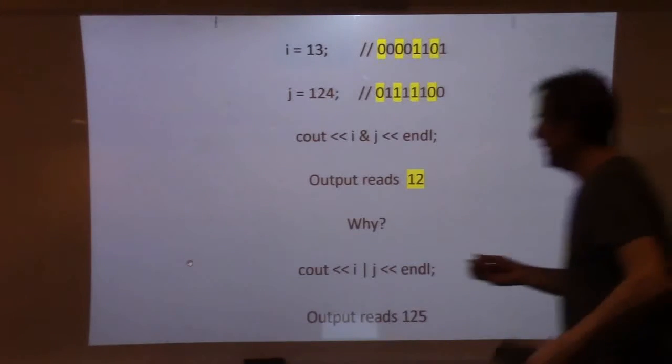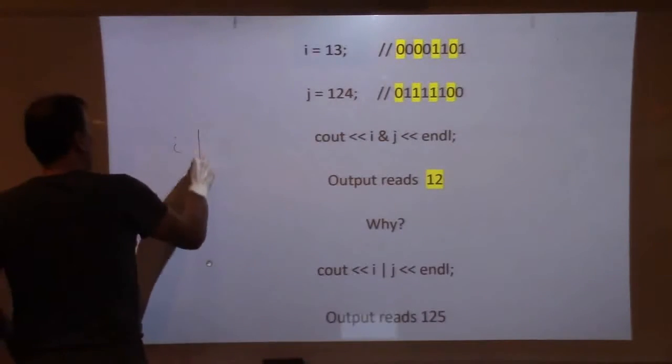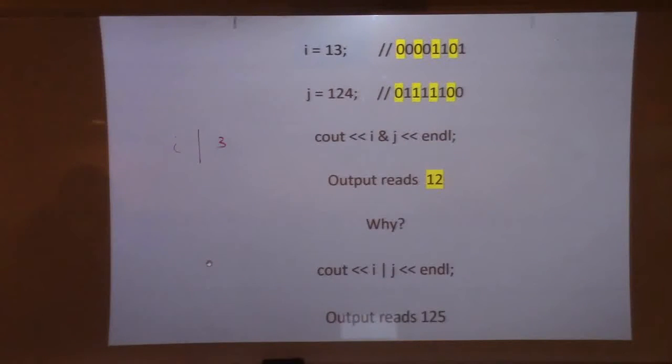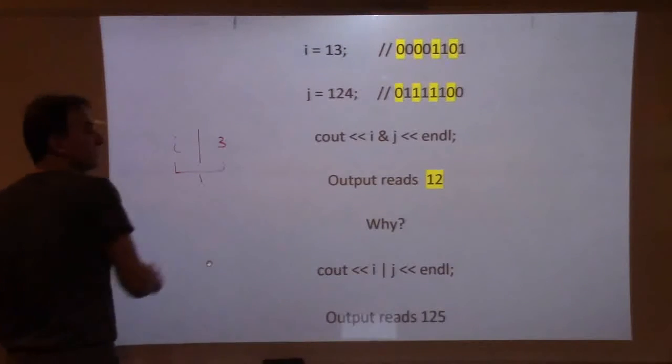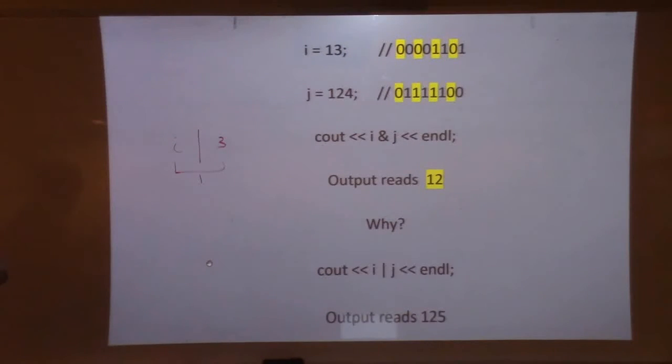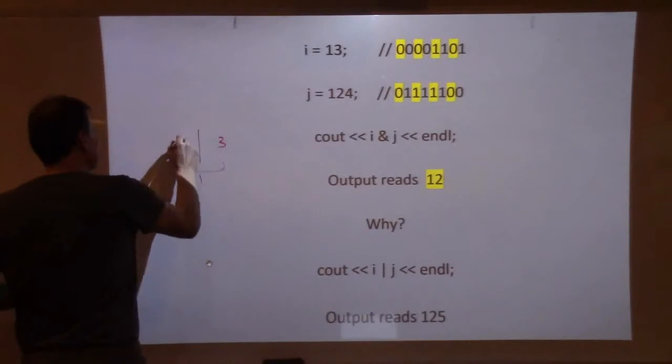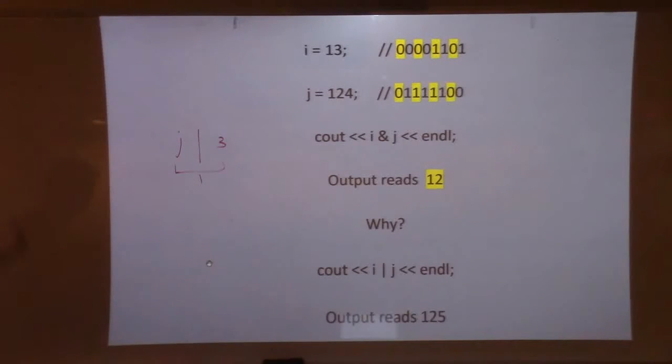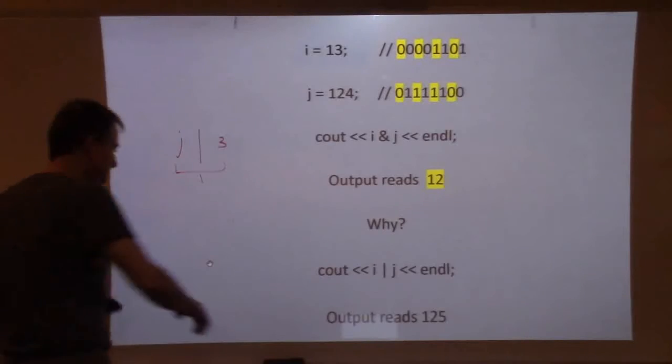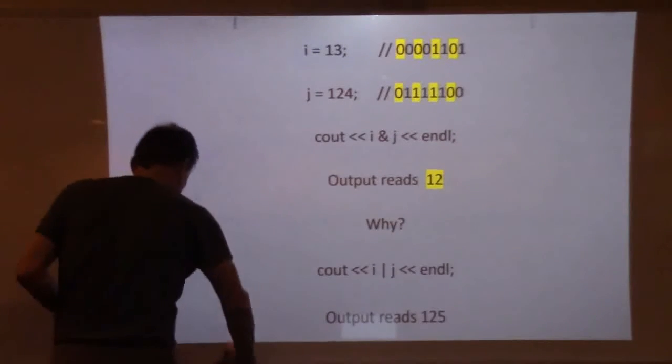Okay? What's the value of I or 3? What's the value of the expression? That's an expression, right? What's the value? Let's see the output. 15. That's going to be 15. Good. How about J and 3? 127. Everybody getting it? Okay. All right. Good.